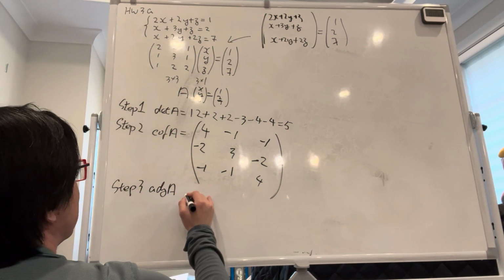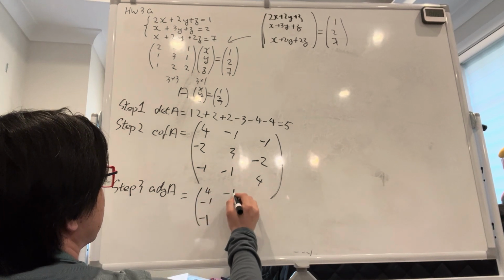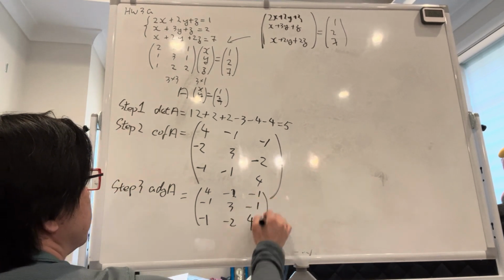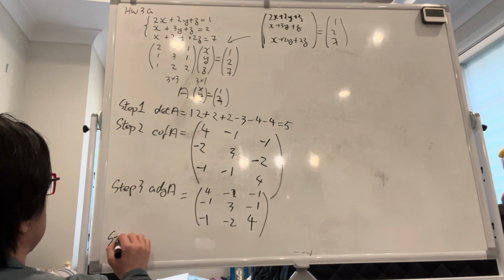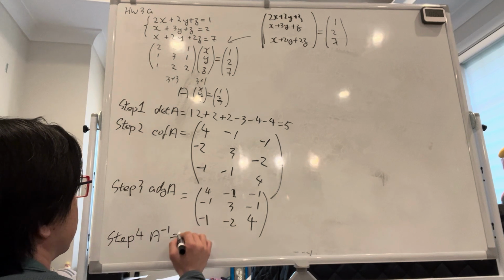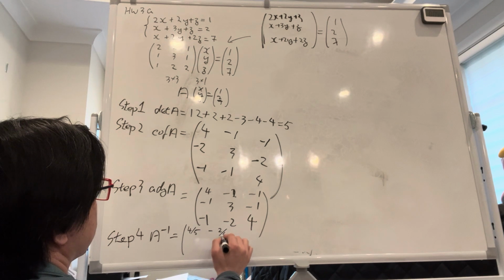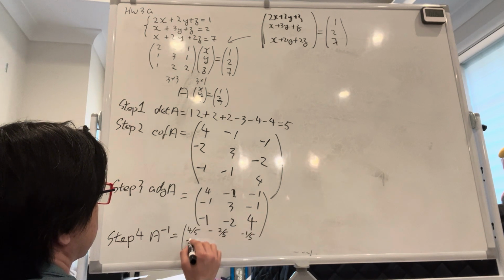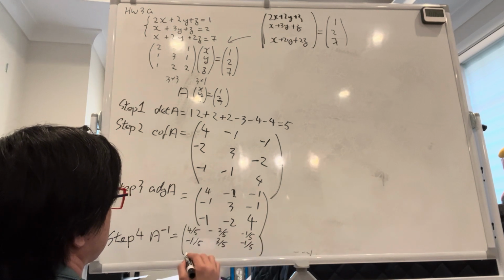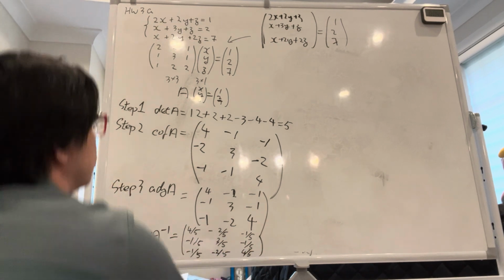I can do this part. I'm an expert on transposing. It basically just means flipping it. And step 4, I'm going to divide all of this by 5. So this is the inverse.